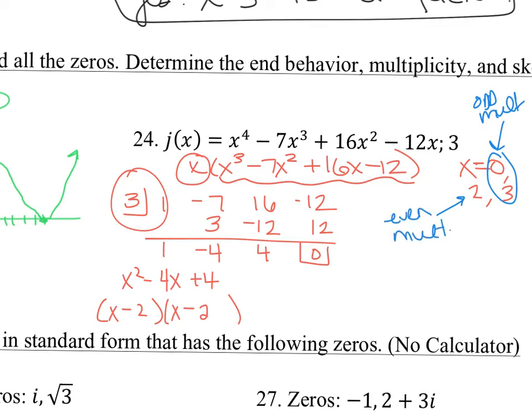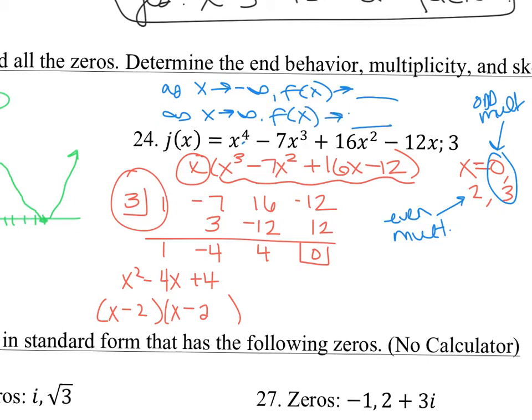My end behavior, as x goes to negative infinity, f of x goes where? And as x goes to positive infinity, f of x goes where? So it's an even degree and a positive leading coefficient, so I always think about a parabola. So y's are both in the positive infinity range.